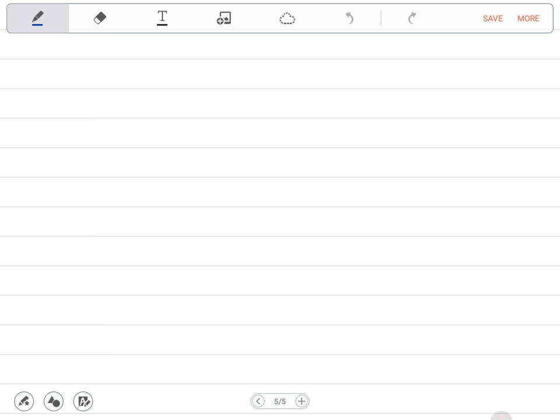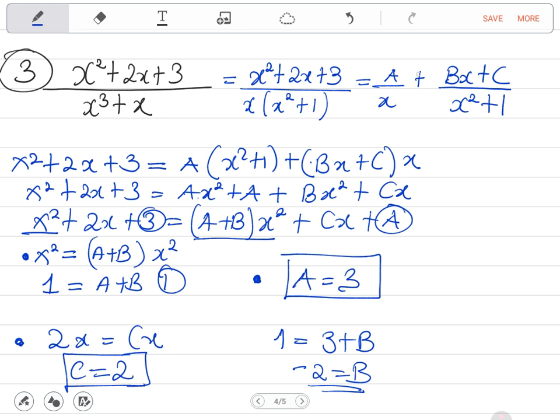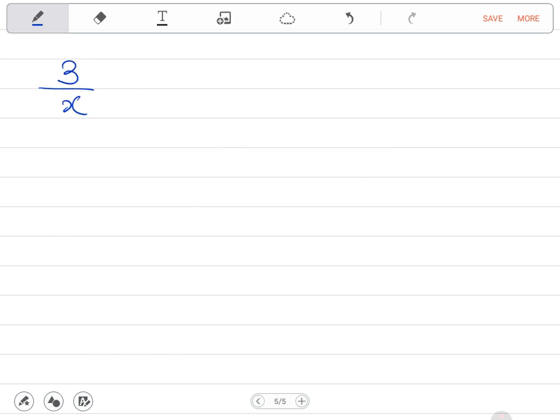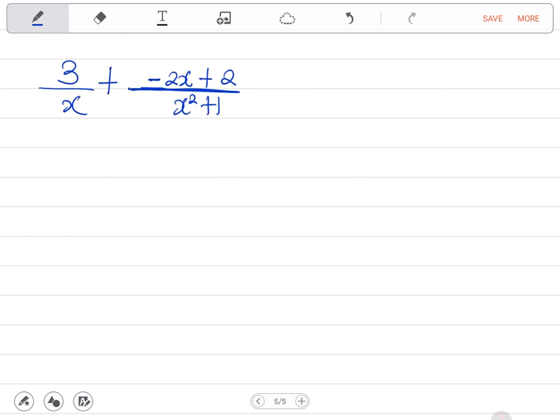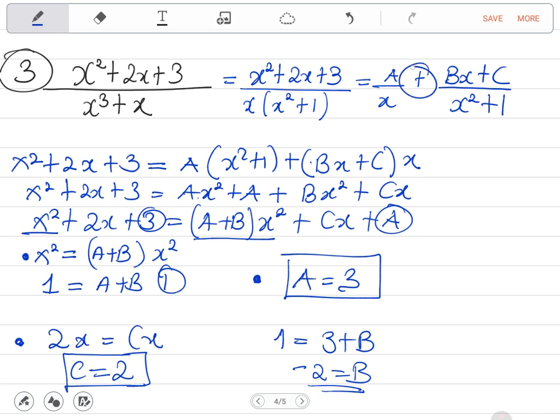Now, can you fail to now just substitute there? I doubt that you can. So you have 3 over x because a is 3. Then here, what are we going to have here? We're going to have a minus on b here, because b is negative 2. So we're going to have plus, then we have minus 2x plus 2 over x squared plus 1. Have you seen how I'm writing? The negative here is still attached there. And this plus is the plus from here. And you are done.